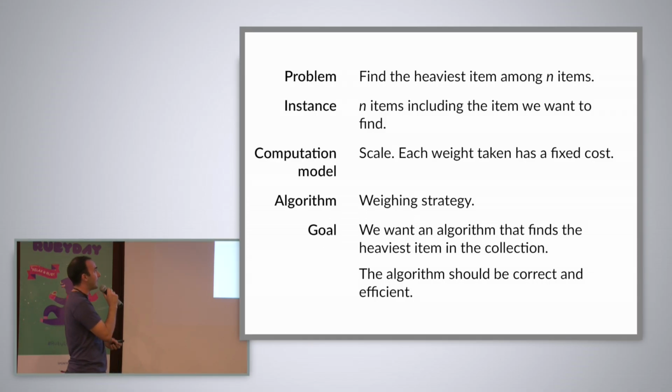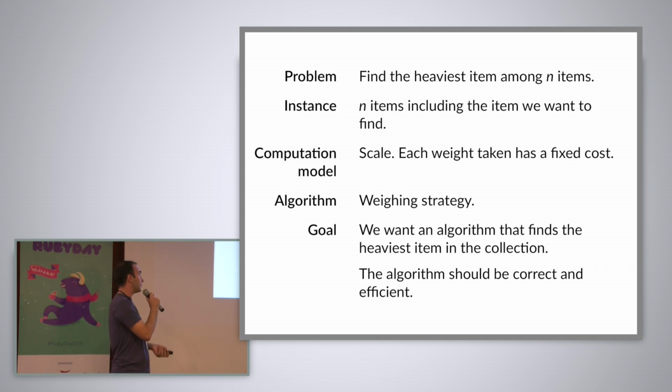So the problem is: find the heaviest item among n items in a collection. The instance of the problem is a number of items, including, of course, the item we want to find. And the computation model for today is the scale. It's a very simple computation model. You can even use your hands. Each weight action takes a fixed cost. And our algorithm is, of course, the weighing strategy. The goal is to have an algorithm that finds the heaviest item in the collection. The algorithm should be, of course, correct and ideally efficient. Okay? All good so far? Okay, good, awesome.